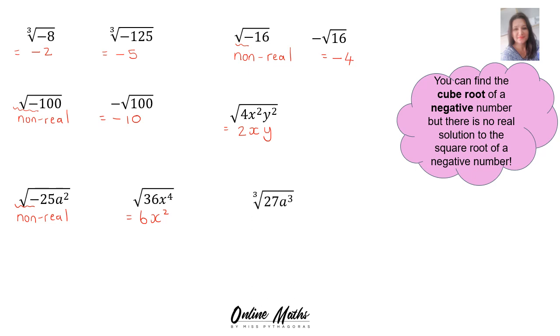The cube root of 27a to the 3 will be 3a. The cube root of negative 125b to the 3 will be negative 5b.